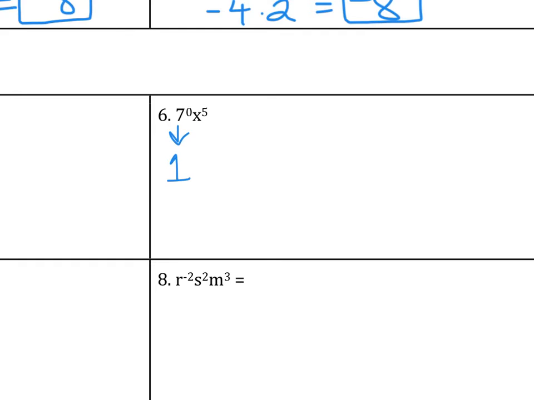X to the 5th is going to stay x to the 5th because it has a positive exponent, so we don't have to do anything to that. And then 1 times x to the 5th is just x to the 5th, and that's our final answer.